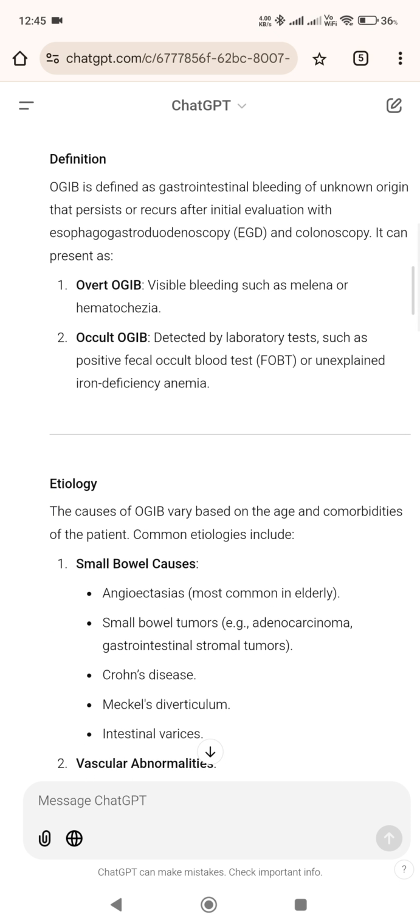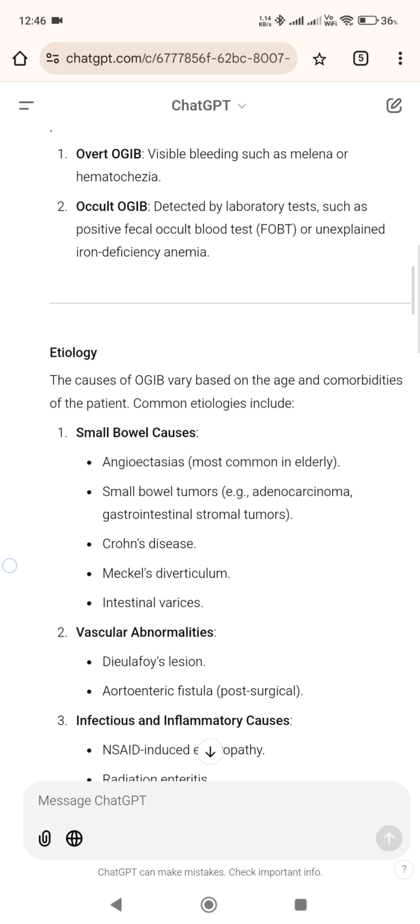Definition: OGIB is defined as gastrointestinal bleeding of unknown origin that persists or recurs after initial evaluation with esophagogastroduodenoscopy, EGD, and colonoscopy. It can present as 1. Overt OGIB, visible bleeding such as melena or hematochezia. 2. Occult OGIB, detected by laboratory tests such as positive fecal occult blood test, FOBT, or unexplained iron deficiency anemia. The causes of OGIB vary based on the age and comorbidities of the patient.